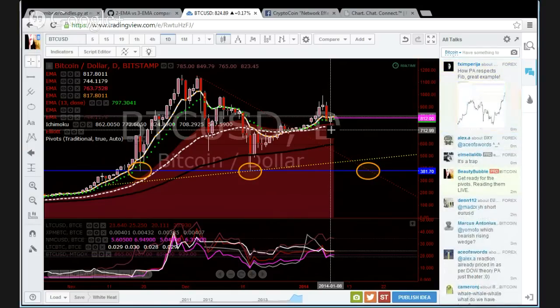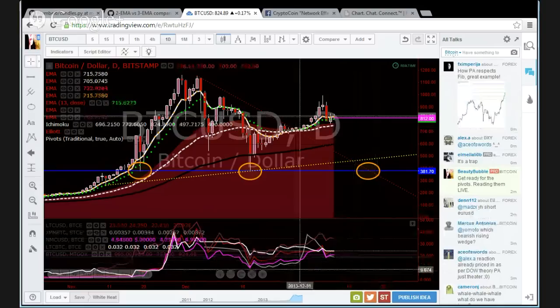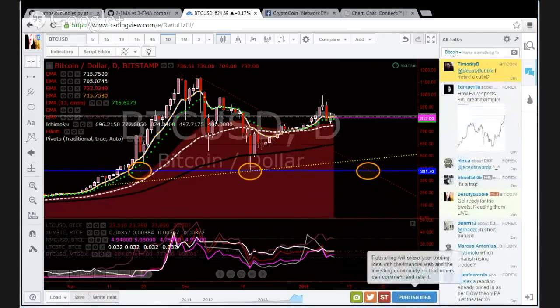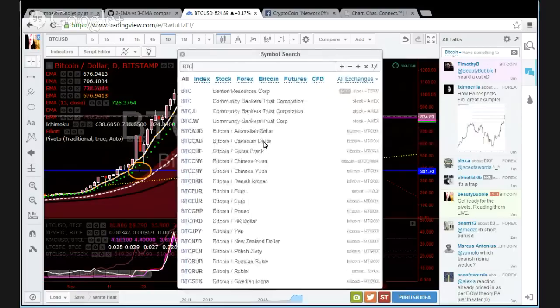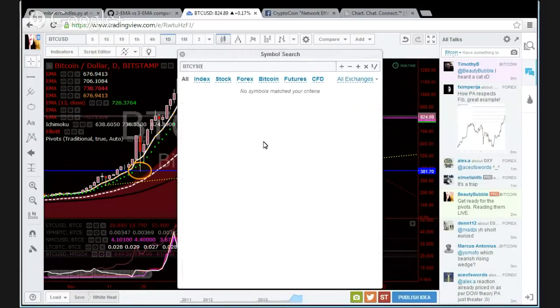Okay, so let's see here. What happens next is that you do have your daily pivot for the Bitstamp. Bitcoin, BTC, USD, Mt. Gox. I've got to kind of change myself around here too. Mt. Gox.